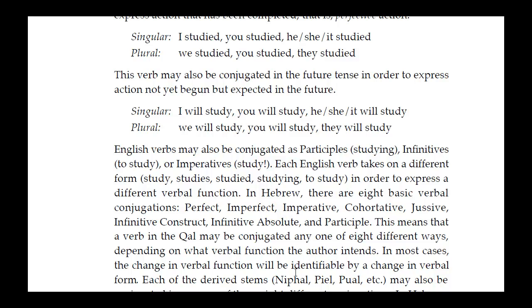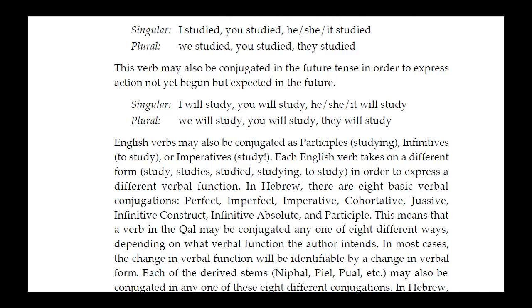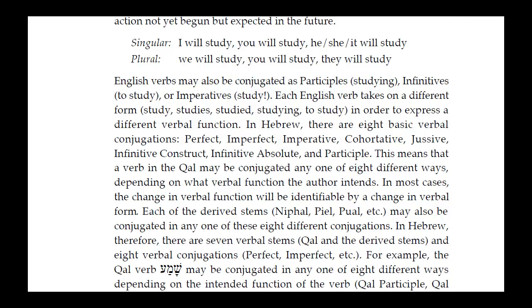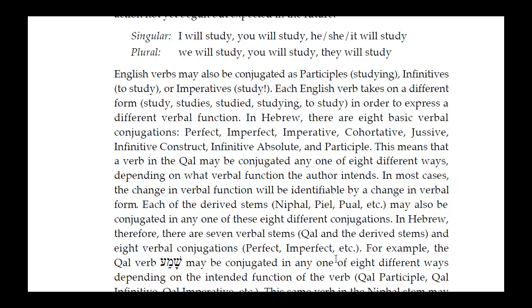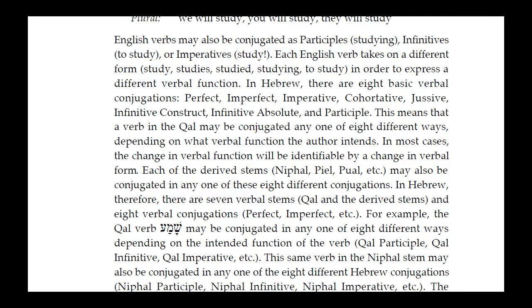In most cases, the change in the verbal function will be identifiable by a change in the verbal form. Each of the derived stems, Niphal all the way through Hithpael, may also be conjugated in any one of these eight different conjugations. So in the Hebrew, therefore, there are seven verbal stems, Qal through the Hithpael, and there are eight verbal conjugations, perfect through the participle. For example, the Qal verb shema may be conjugated any one of eight different ways depending on the intended function of the verb.